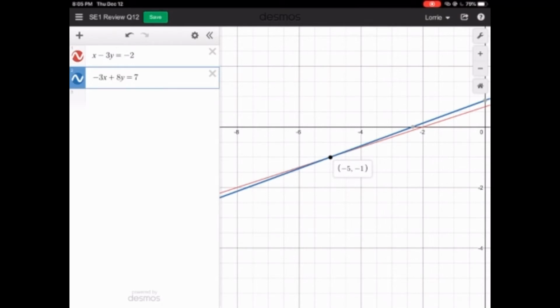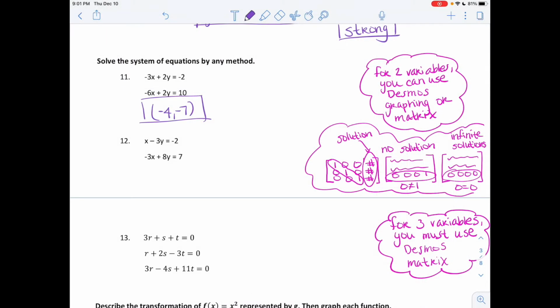So that is our solution. It's where both equations are true. Let's put that as our answer. The intersection that we found in Desmos was -5, -1, and so that's our final answer. Remember to put it in parentheses because it's an ordered pair.